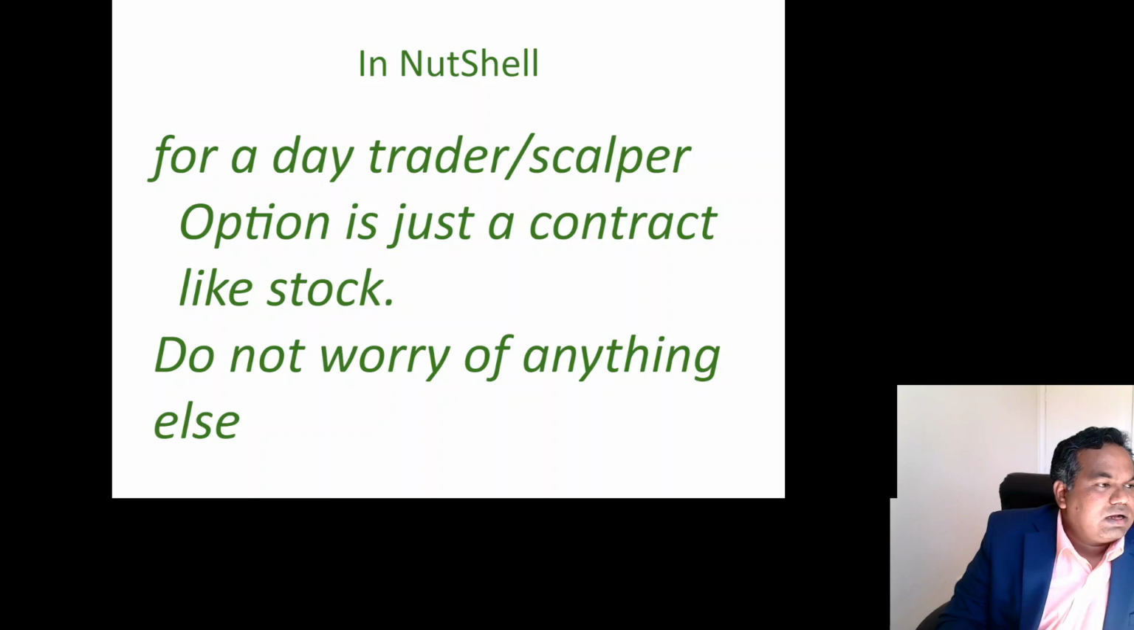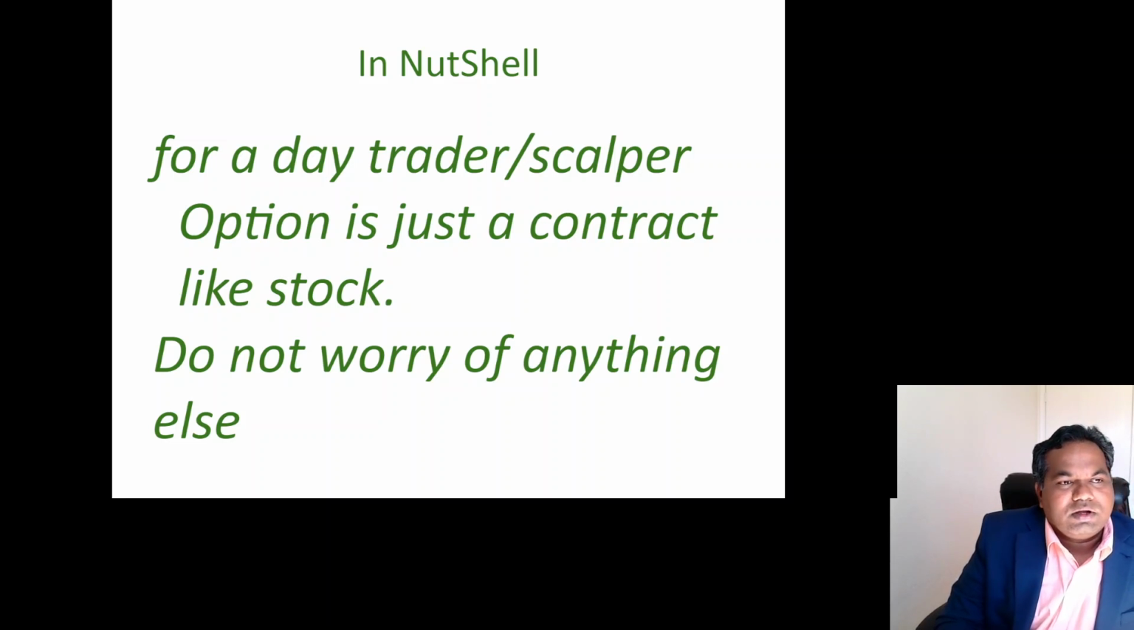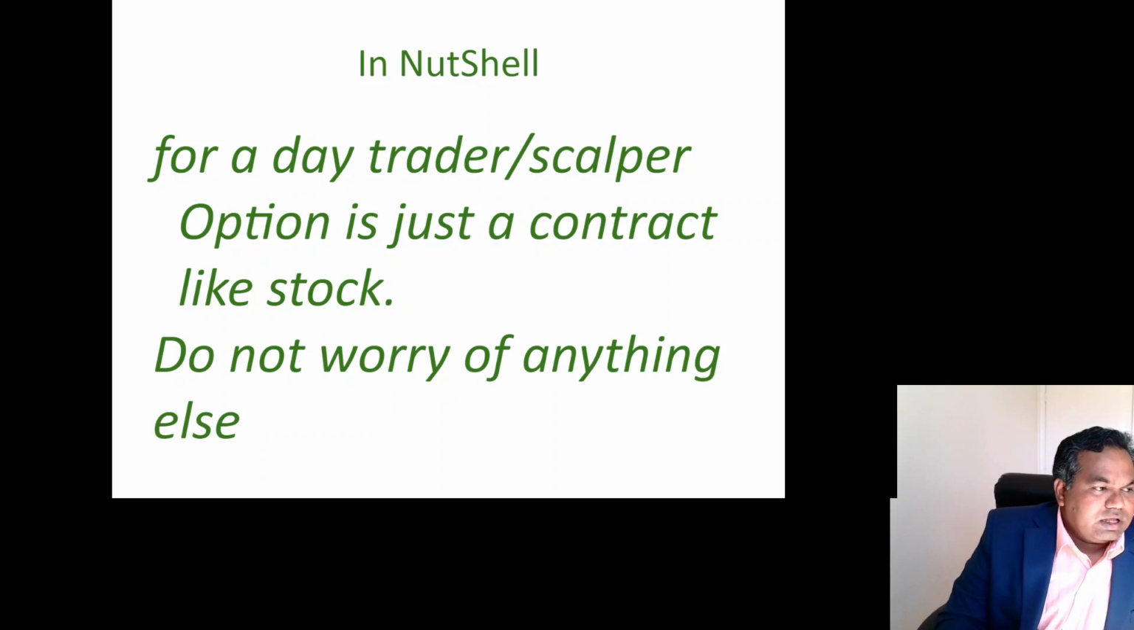So now the last slide. In a nutshell, what is an option? For a day trader or scalper like me, an option is just a contract like a stock. Let's say you are buying a stock for $100. If the stock goes up, your contract price will go up. If your stock goes down, your contract price goes down. The only variation is that your contract will vary by 30 to 40% even though your stock moves 1%. Just think of that. It's just a stock. Don't worry about any complexity, exercising, covered call or anything. Just think it's a plain stock.